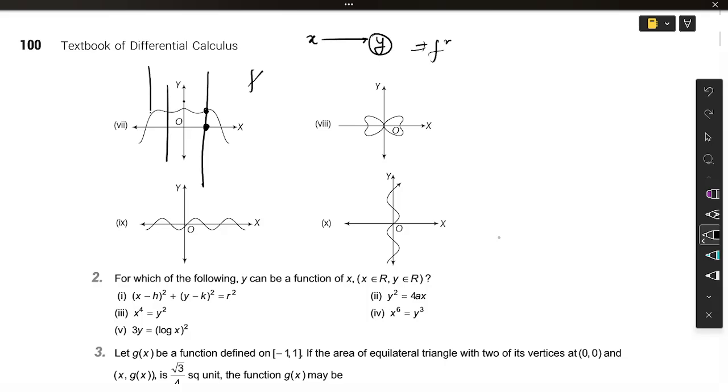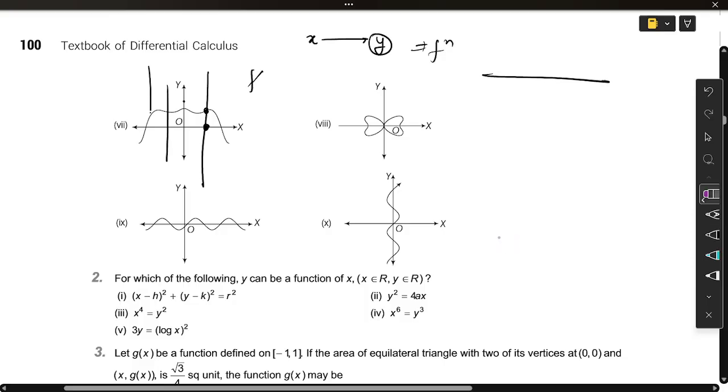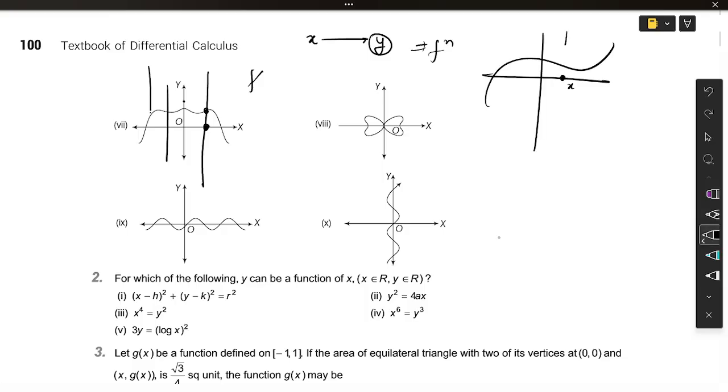And in case of graphs, consider if we have a graph like this. When we are at a certain value of x and we do the vertical line test, a line parallel to the y-axis, we get only one value for one particular x, then this is a function. It can be any function, right?